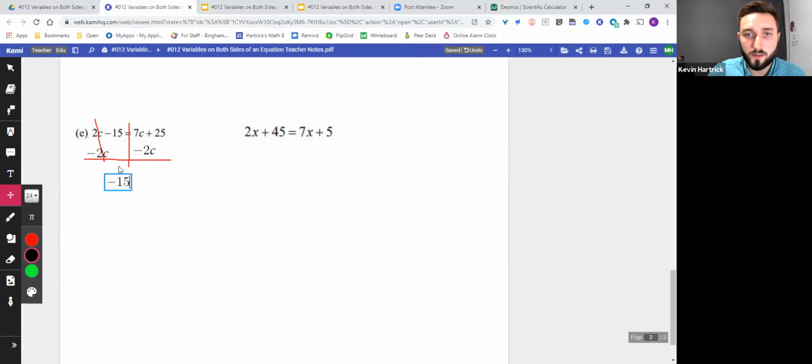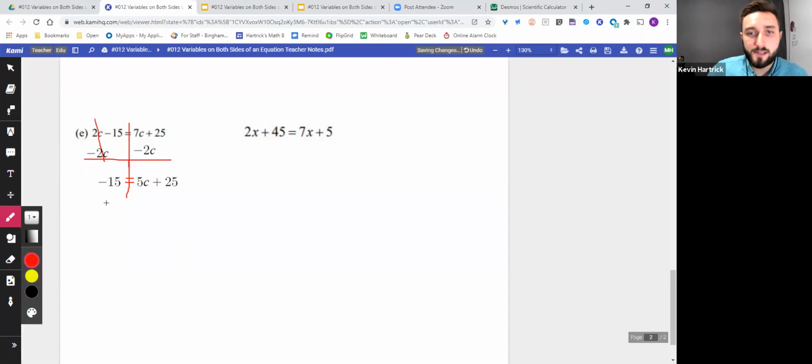Okay, let's move that over. Okay, get my line going a little bit further. Okay, 7c's take away 2c's gives me 5c's. So I've got 5c plus 25 on this side, and I am good to go when we talk about having a variable on one side. Clearly, my variable is only on one side of my equation. Okay, now the weird thing though is it's on the right side.